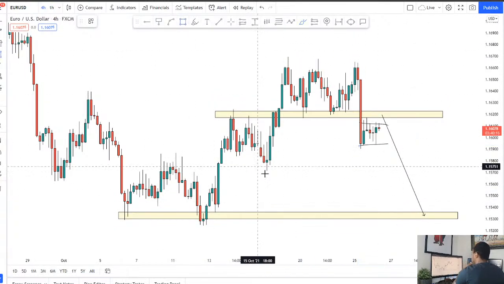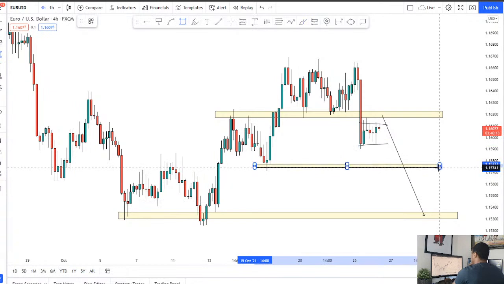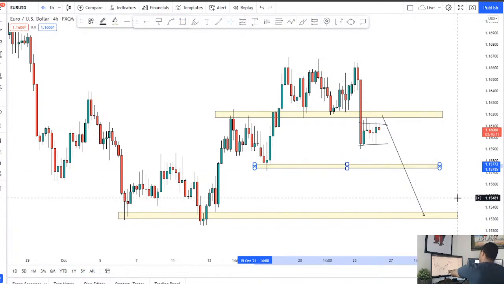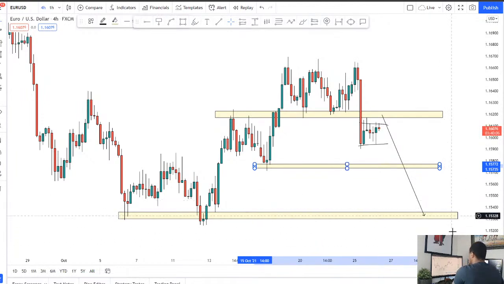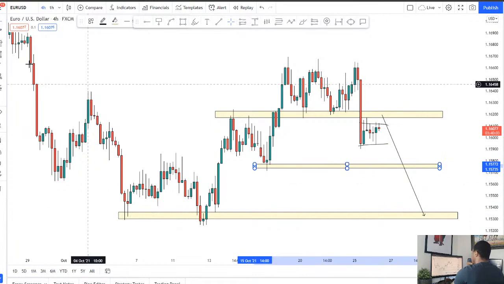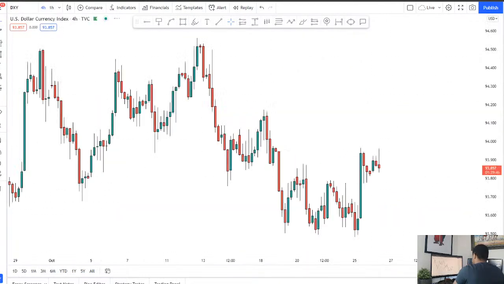Again, first targets will probably be this support here, and if you can break through that support, I do think there's a good chance of going back to the lows around 1.1530. So yeah, looking at shorts for Euro.